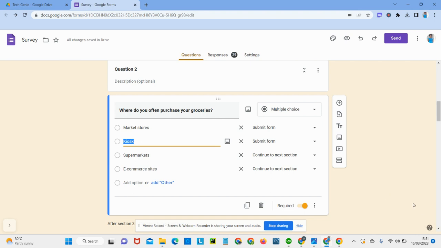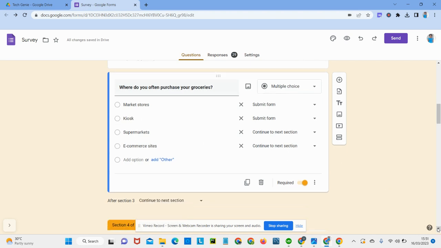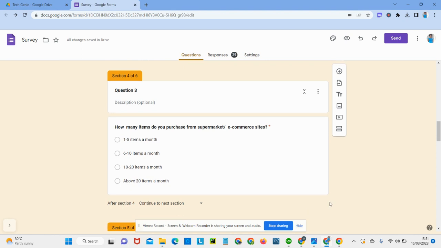And then we continue to the third section, the next section, where I wanted to know how many items you purchase from a supermarket or e-commerce site. The reason why I didn't want to use how many days is because in this part of the world where I'm from, some people stock up their houses once a month. Somebody can come to the supermarket once a month and buy over 20, 30, 40 items that the family will use for that month.